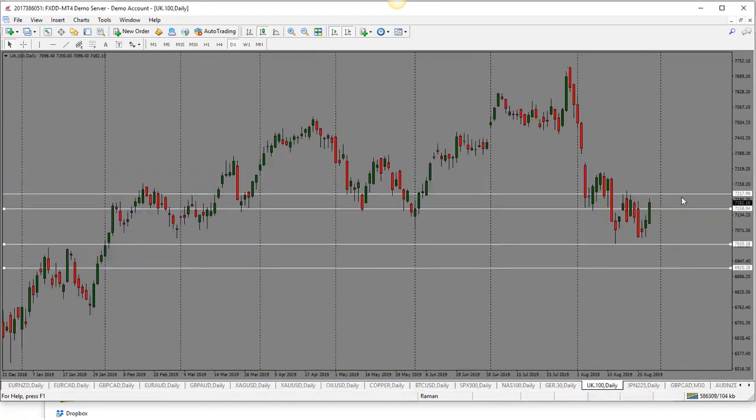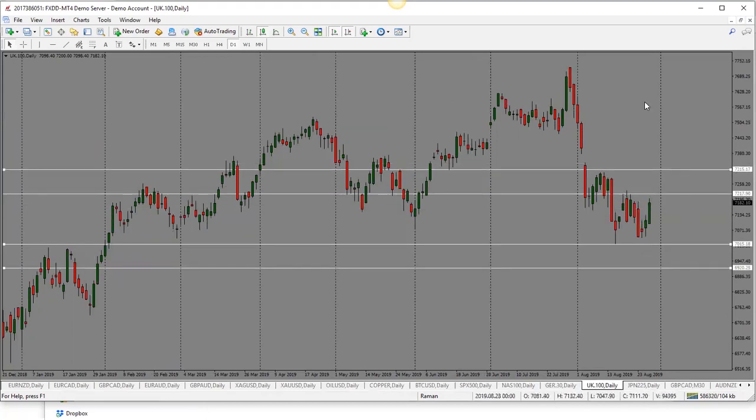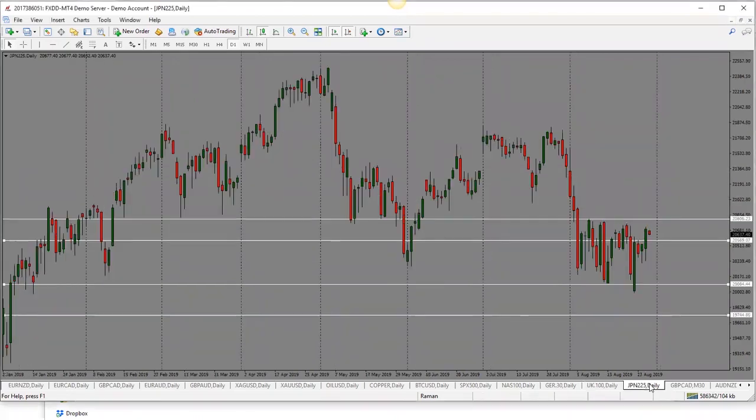FTSE here, FTSE has also gone up. Bias is bullish. Now we are into resistance here, so we need to be careful, but bias is bullish, and I will look for a break, a pullback, and a further move to the upside. So bullish bias here for FTSE.